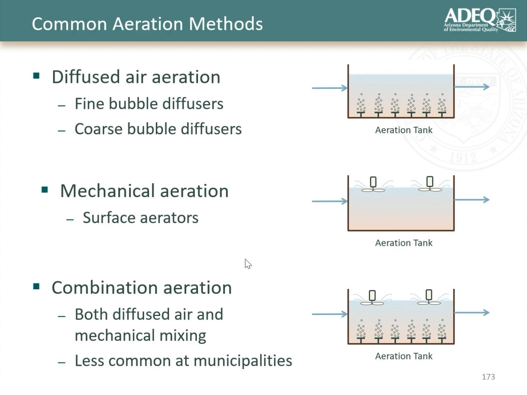Some common methods of aeration include diffused aerators, where the diffusers are at the bottom of a tank, and those can be fine or coarse bubble diffusers, depending upon your needs. Then there is mechanical aeration, like surface aerators, propeller type aerators that sit at the surface and beat the water. Through that mixing, you get a higher surface area to volume ratio, which allows the oxygen to get into the water. And there are some situations in which you have a combination of both diffused air and mechanical aerators.